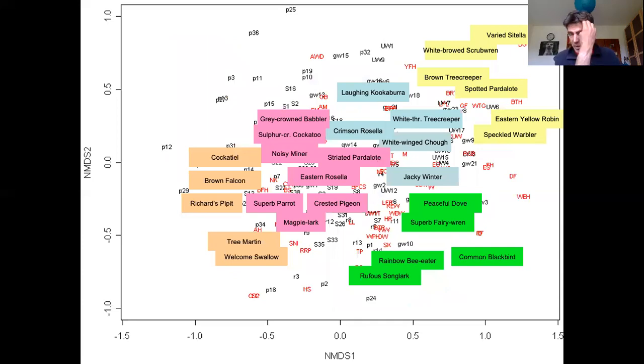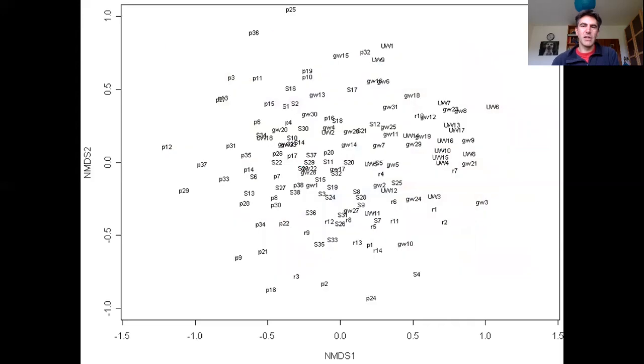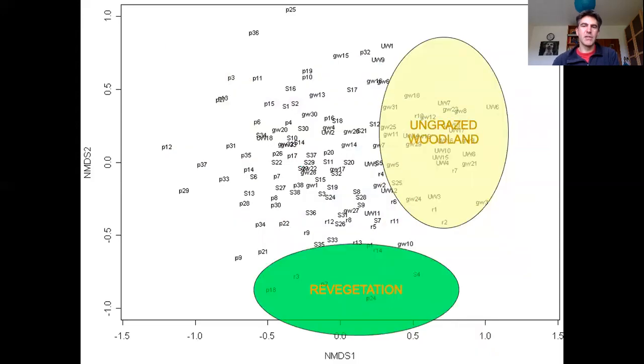And different kinds of bird species in turn are associated with these sites. So if you're in an open paddock, you typically find these bird species. If you're in an ungrazed woodland, you're typically finding these kinds of species. If you're in a grazed woodland, these are common species. If you're in a scattered tree site, then these are common species. So different species of birds seem to specialize on different environments along this gradient of tree densities.